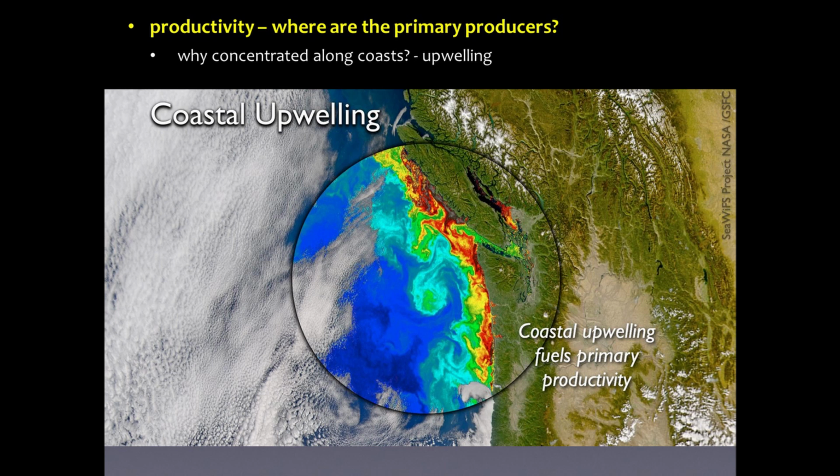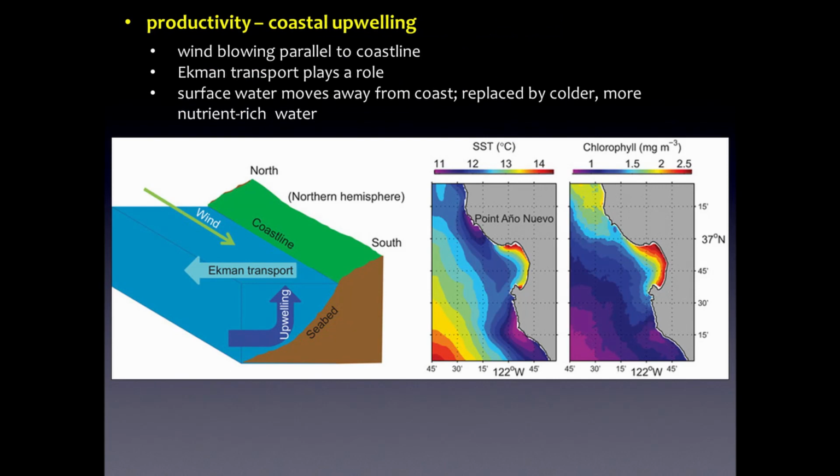And once again, we want enough nutrients, but not too many nutrients that we have eutrophication or harmful algal blooms occurring. What is happening here? How does coastal upwelling occur? Well, once again, we have wind blowing parallel to the coast. If you remember about Ekman transport, that's going to cause water to move off shoreline.